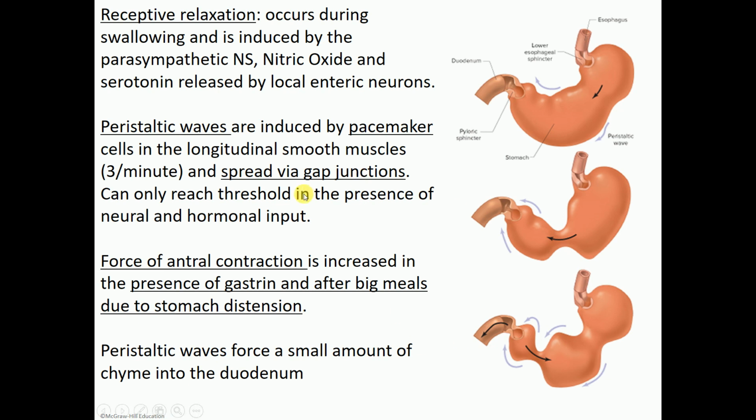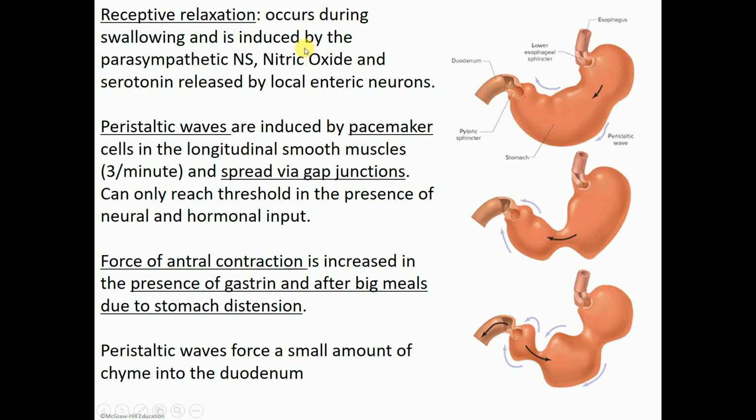The pacemaker goes at about 3 action potentials per minute. They spread through gap junctions because, again, they want to be organized. And they only really reach threshold in the presence of neural and hormonal input. So those pacemakers are going to keep on making those graded potentials, but unless there's actually something within the stomach that leads to neural or hormonal input, they are not going to reach a full-blown action potential.